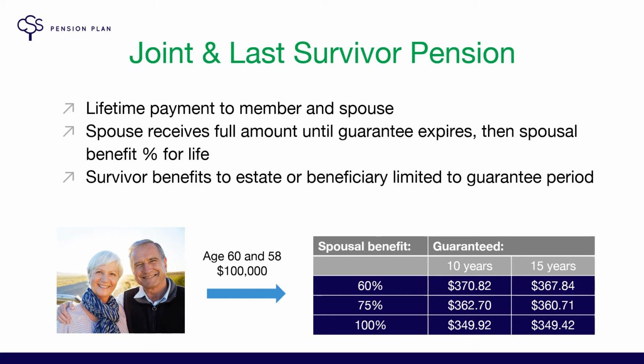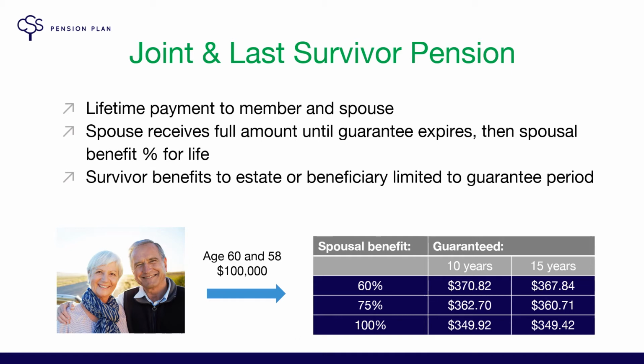With a joint and last survivor pension, there are also different spousal benefit percentages to choose from. The amount of the pension that your surviving spouse receives after the guarantee period is over. The spousal benefit percentages are 60%, 75%, and 100%.